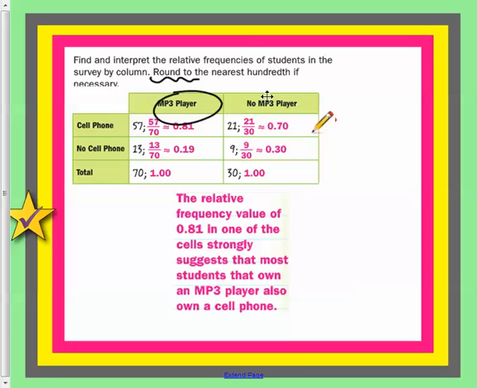Over here, these are your non-MP3 player owners, and out of those, there's only 30. And 21 out of them own a cell phone. So even though they don't own an MP3 player, some of these, 70%, own a cell phone. Only 30% do not. So if we're looking at this one, the relative frequency is 81. This suggests that most people that own an MP3 player also own a cell phone. It also suggests that most people that don't own an MP3 player also own a cell phone. So really, most people own cell phones.